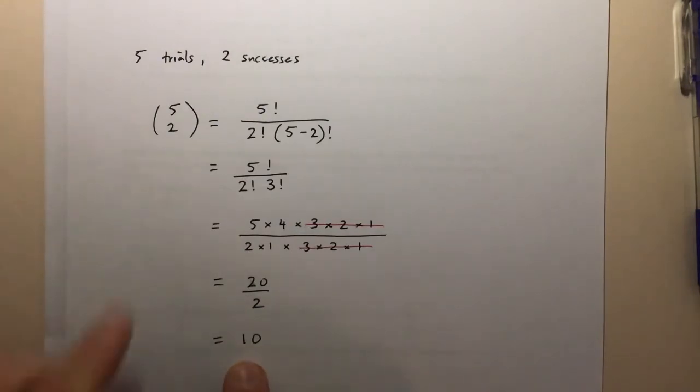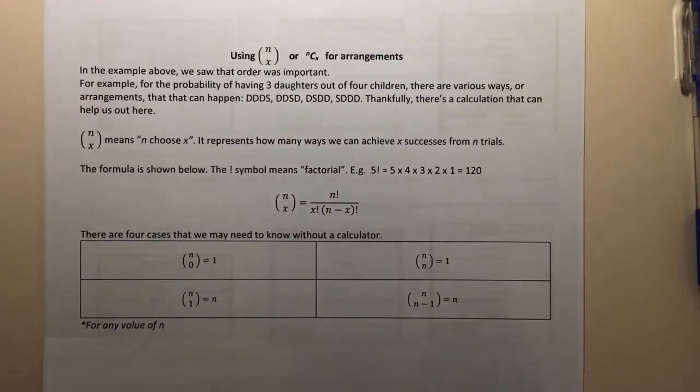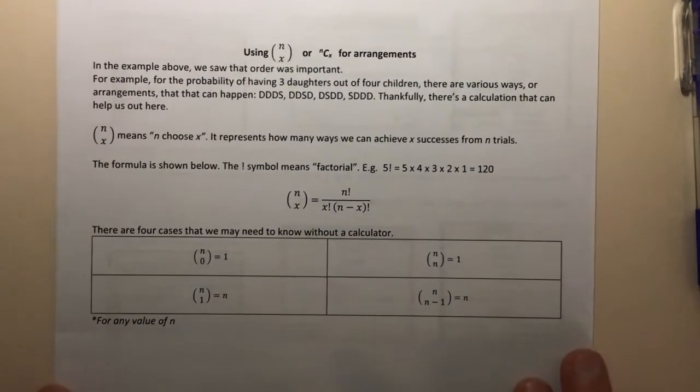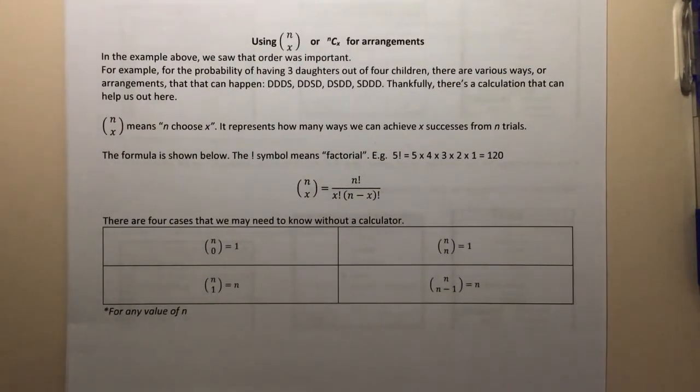So this formula tells you the number of ways that you can get the desired number of successes from a particular number of trials. Okay, now, as I said, in most cases you won't need to know how to apply that formula. It's pretty rare that that comes up on exams, but it's good to understand it. There are, however, 4 cases that you probably need to know without a calculator, and that they can come up. Now, these 4 cases are shown here.